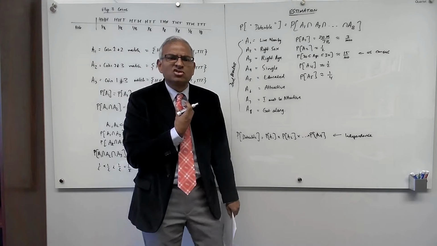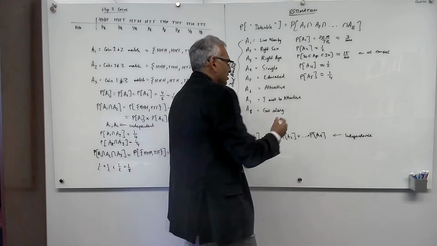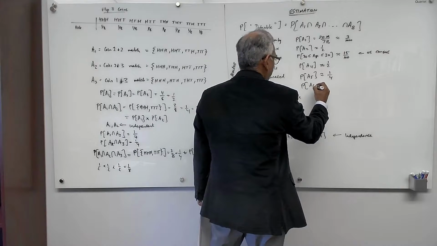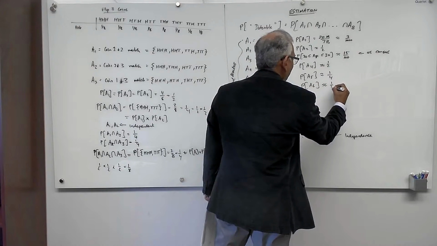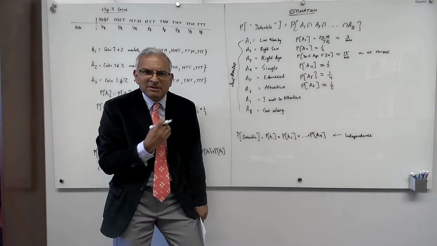So this is introspection. You tell me what are the chances you find someone attractive? Maybe 1 in 5. Is approximately 1 in 5. Okay, the seventh criterion, I must be attractive.